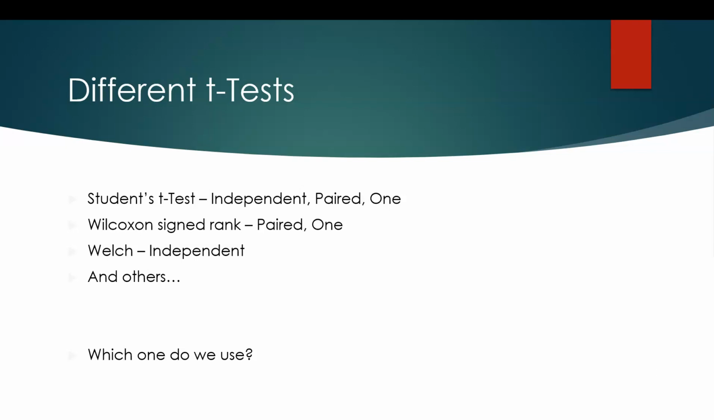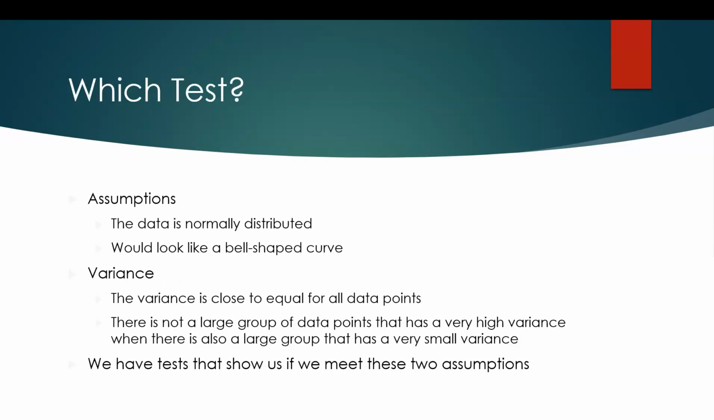Okay, so which one do we use? Well, when we do a t-test, there are a couple of assumptions that we have to meet, and if we don't meet them, then we can't use the most common t-test, which is the student's t-test. The first assumption that we must meet and prove that we meet is that the data is normally distributed.